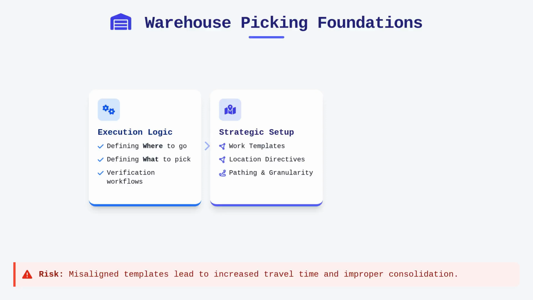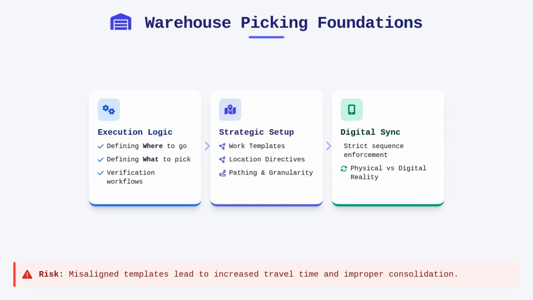It is vital to recognize that the system does not merely suggest a path. It enforces a strict sequence of events that must be validated at every step. By utilizing mobile device menus, you ensure that the physical act of picking matches the digital reality within the system, thereby maintaining inventory integrity throughout the entire process.